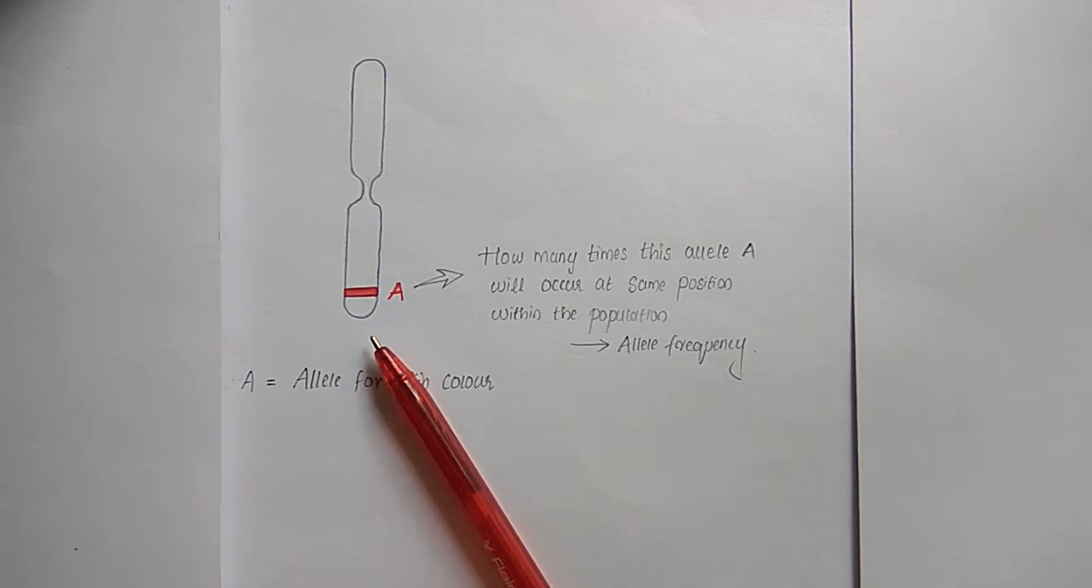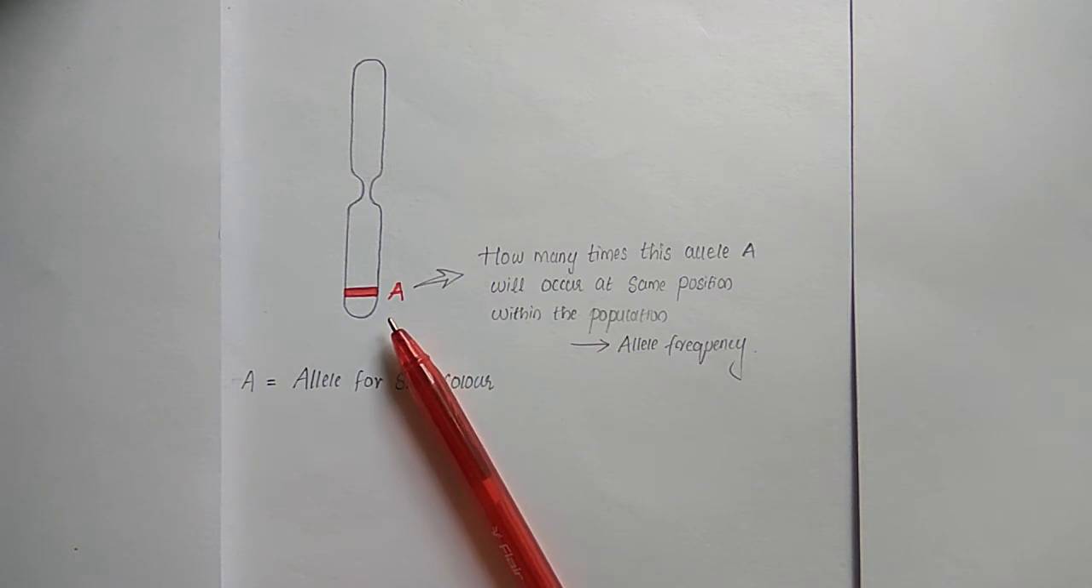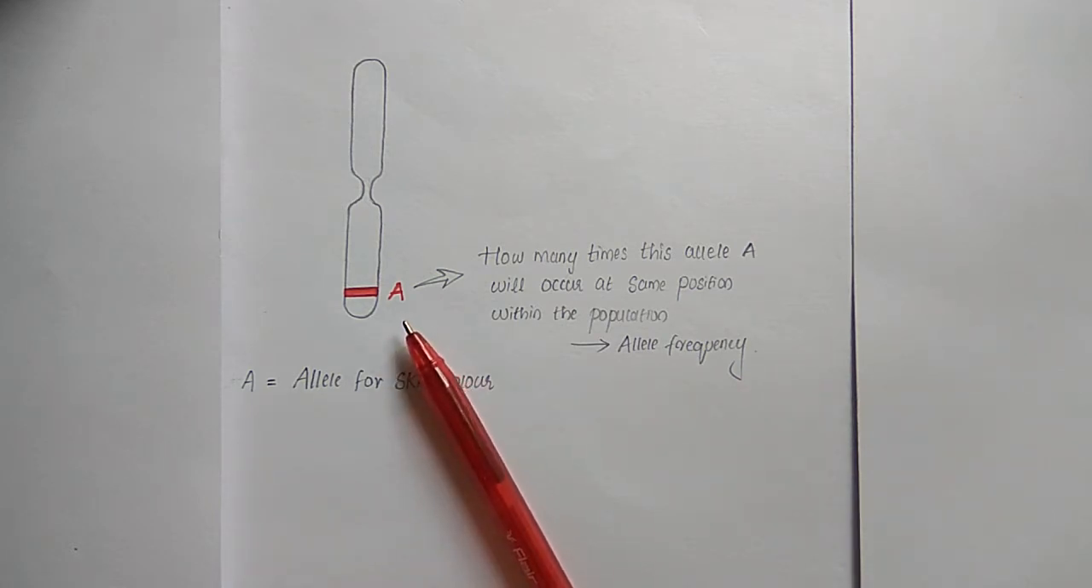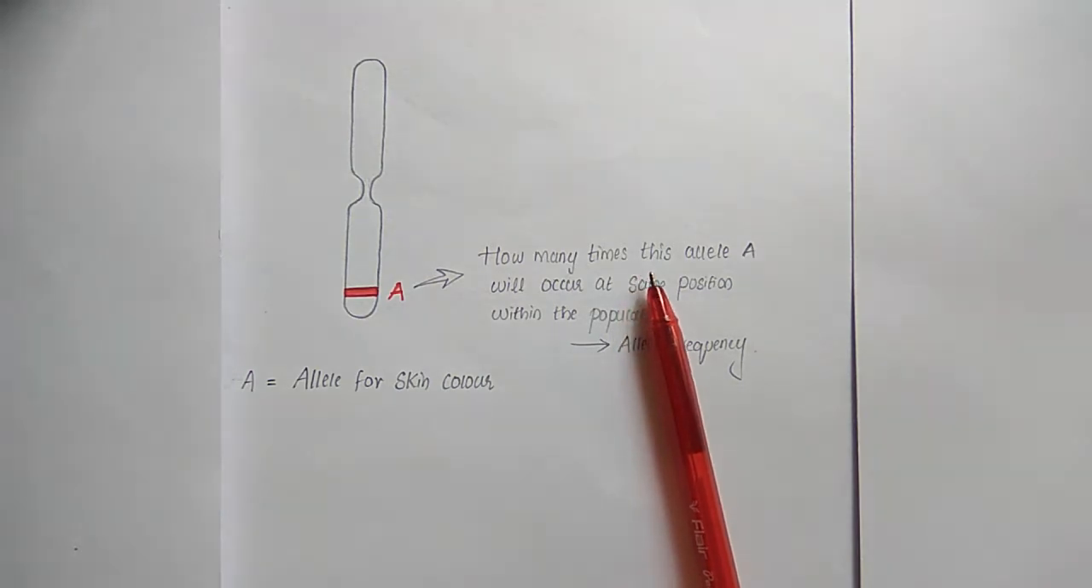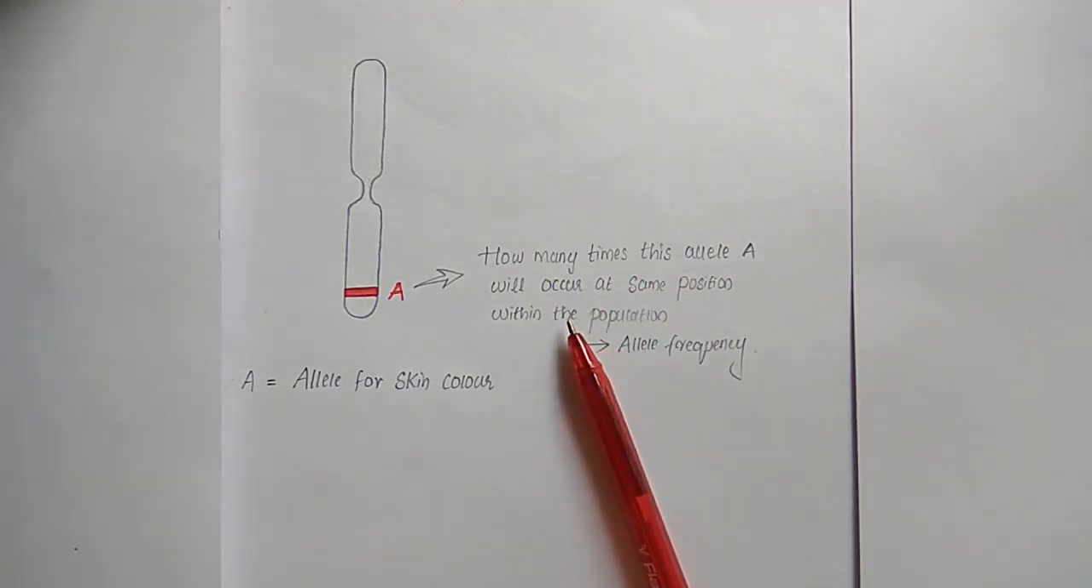Now let's take an example of a chromosome on which a dominant allele A is present, and it is the allele for skin color. Consider a population of 100 individuals in which the same allele occurs at the same locus. So how many times does this allele A occur at the same position within the population? It is called allele frequency, or the relative frequency of an allele in a population.